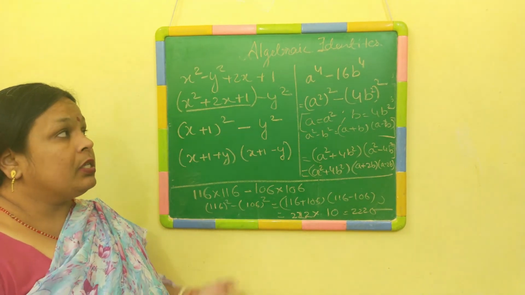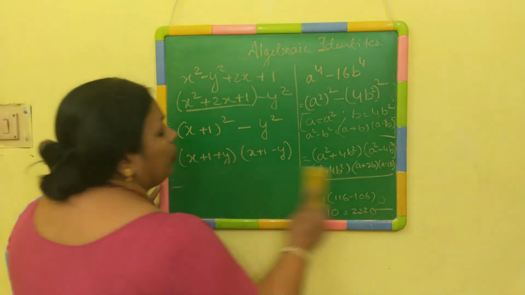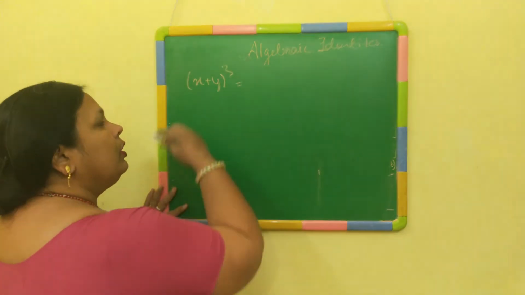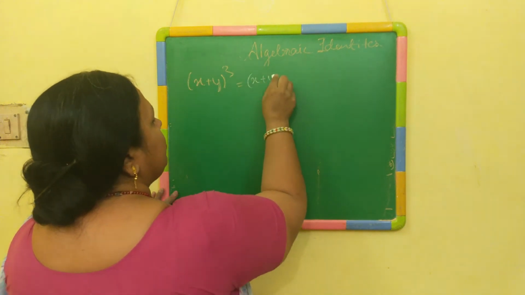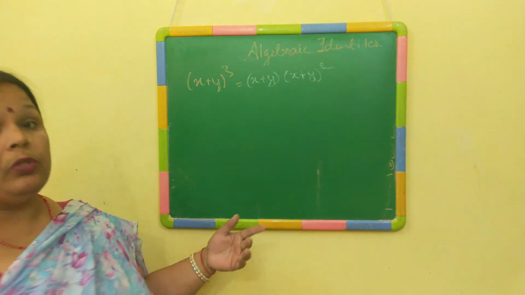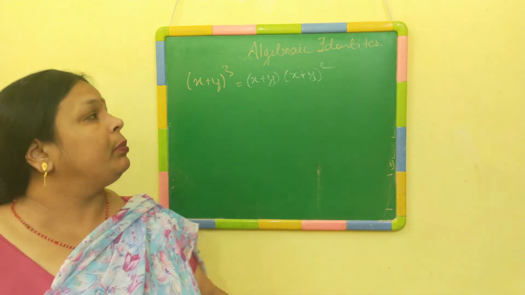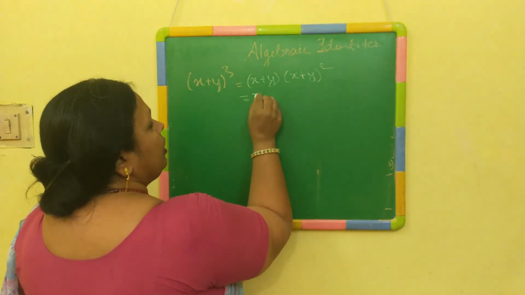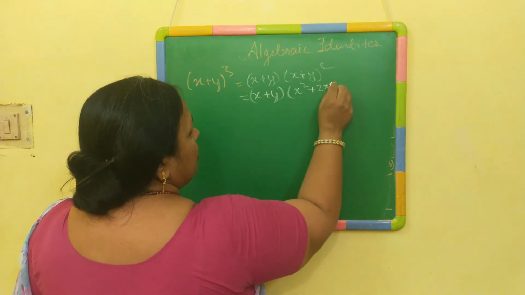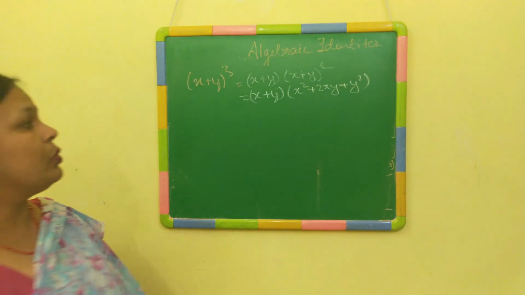Let's check some of the identities with cubic identities. How to find the cube of x plus y? Now cubic one, (x plus y) whole cube. This can also be written as (x plus y) into (x plus y) whole square. We can also write it as (x plus y)(x plus y)(x plus y), but that will not solve our purpose. So we have (x plus y), and this will be written as x square plus 2xy plus y square. We are expanding (x plus y) whole square.